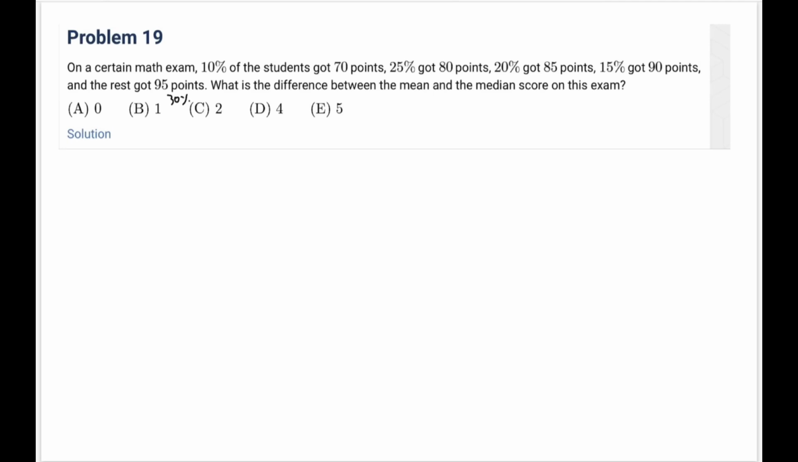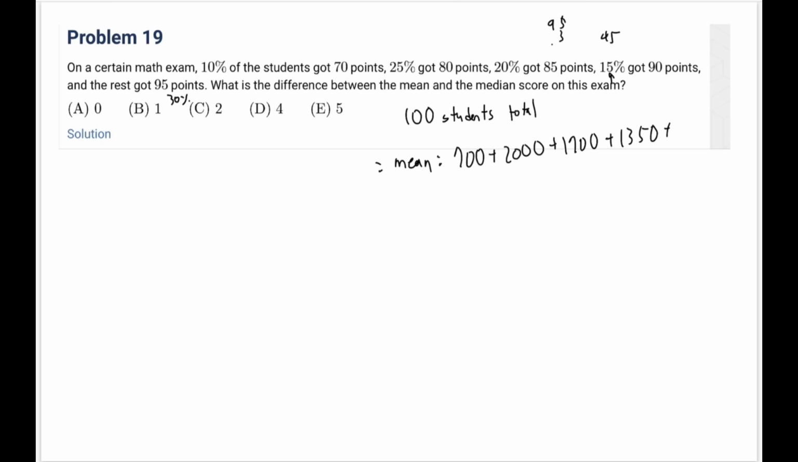And so if we think that there are 100 students total, then the mean would be 10 times 70, that's 700, plus 25 times 80, that's 2000, plus 20 times 85, that's 1700, plus 15 times 90, that's 1350, plus 95 times 30, that's 2850, right?